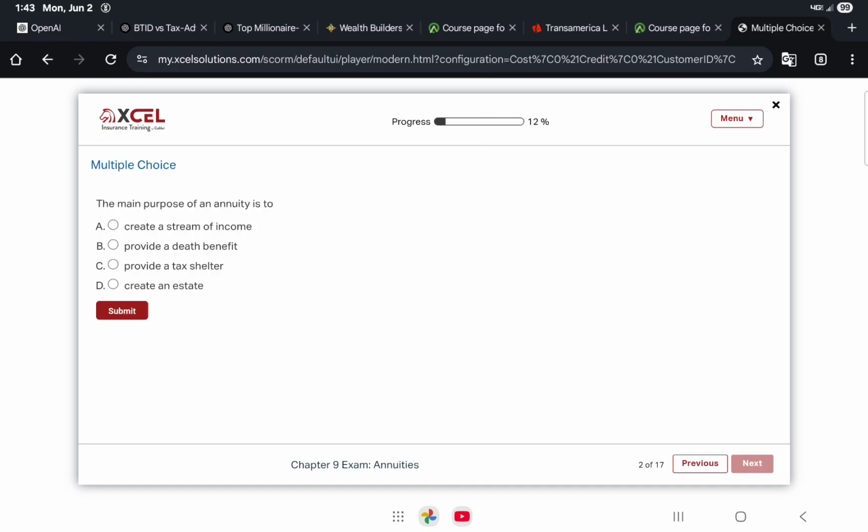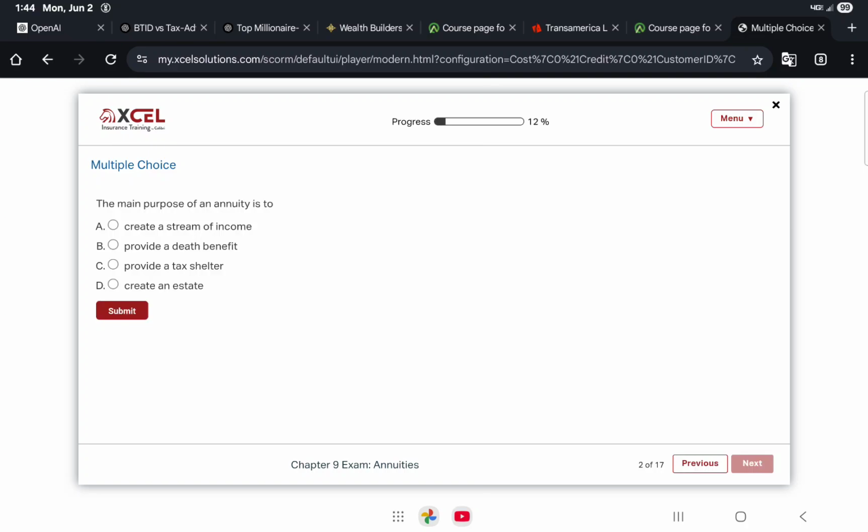The main purpose of an annuity is A, create a stream of income, B, provide a death benefit, C, provide tax shelter, D, create an estate. Now, the one thing to know about annuities is annuities are the complete opposite of life insurance policies. With life insurance, you create an instant estate. You may pay a little bit to receive a lot potentially. It is tax-free with the life insurance policy, everything from cash value to death benefit.